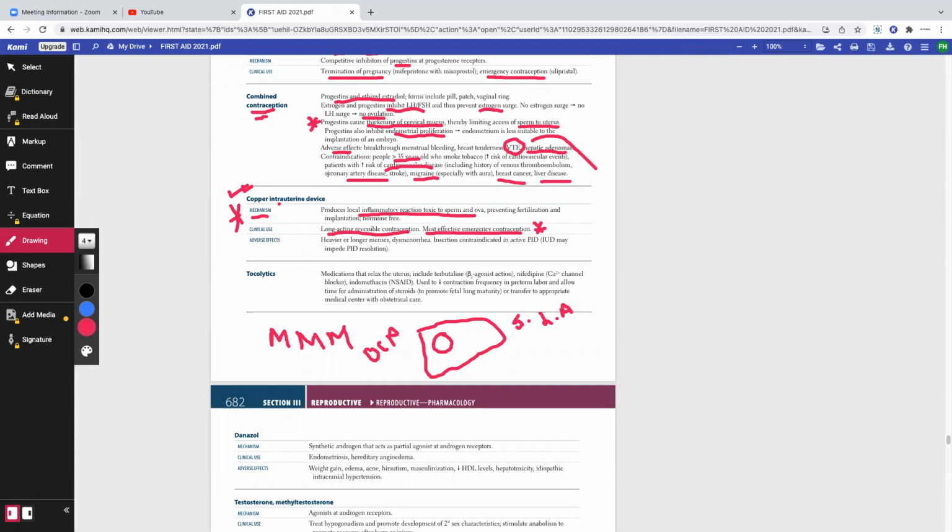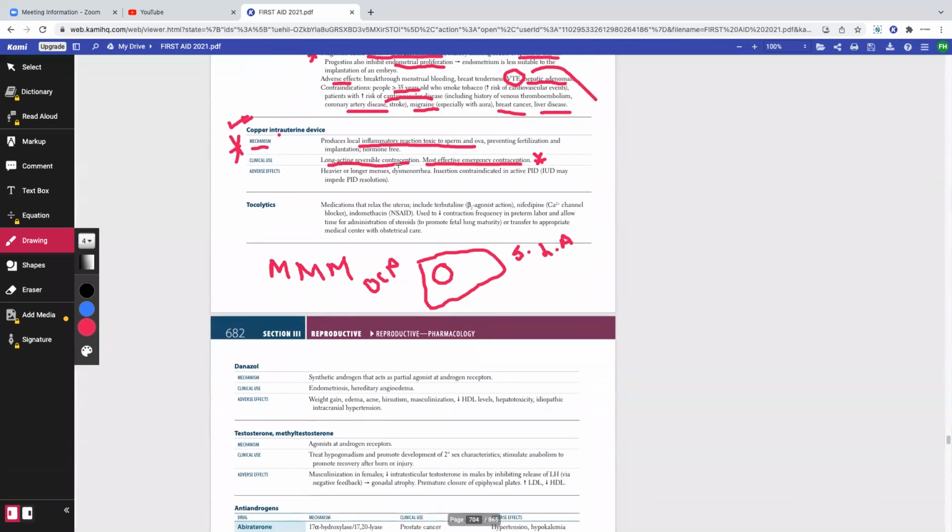Very good. Now the question is, if there's a female who has a uterine structural abnormality, are you going to give them IUCDs? Yes or no? The answer is no. Always remember this. Anyone who has dysmenorrhea, menorrhagia, metrorrhagia, do not give them. PID, do not give them.